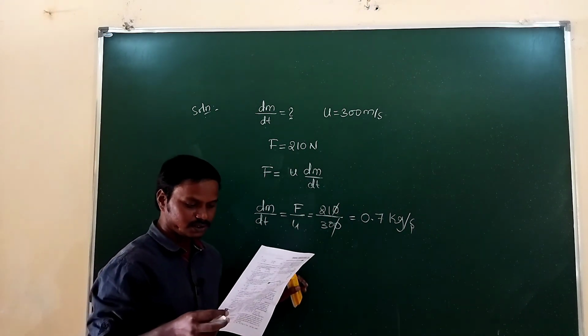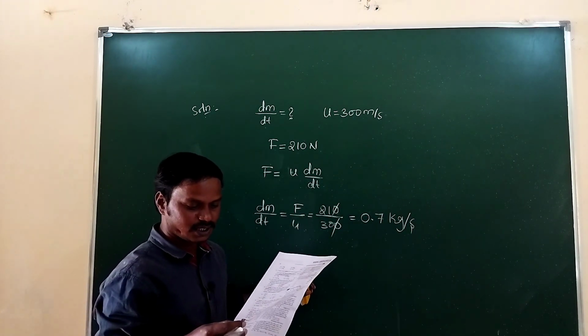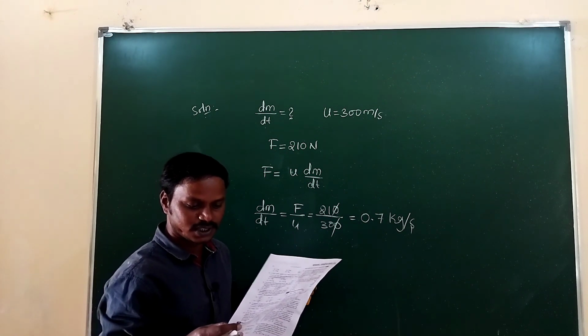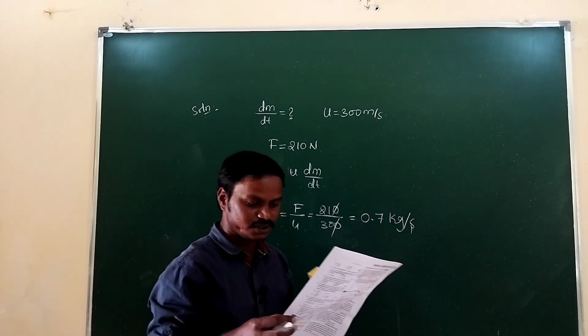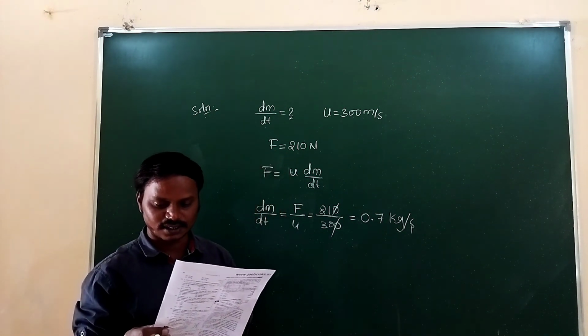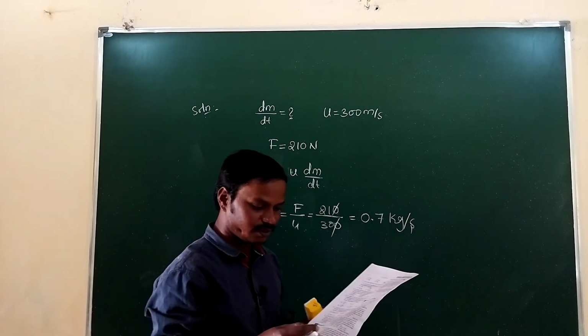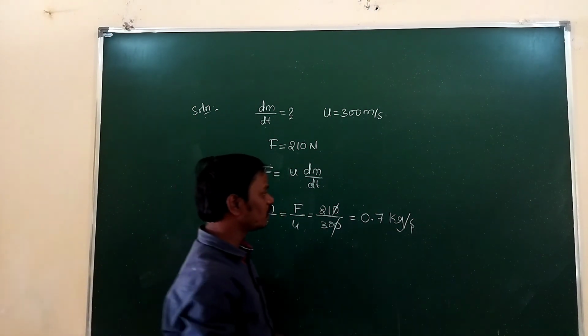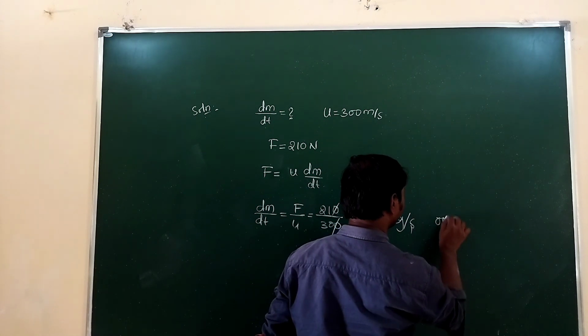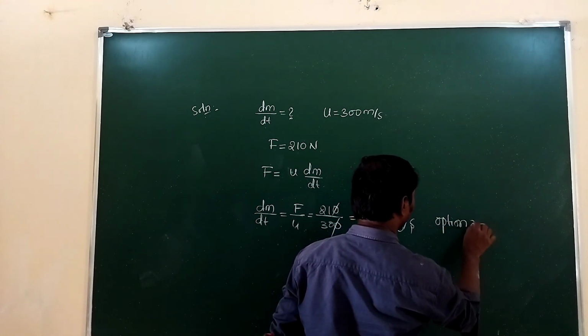Then options. First option 0.07 kg per second. Second option 1.4 kg per second. Third option 0.7 kg per second. And last option 10.7 kg per second. Here option 3 is correct.